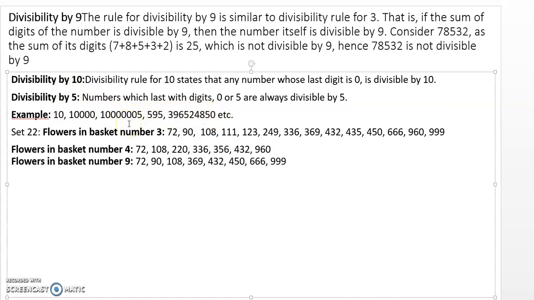Then set 22. I have written the answers. You can copy from here.